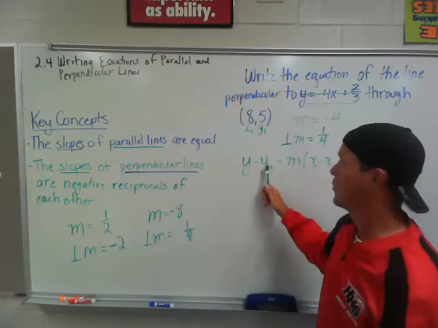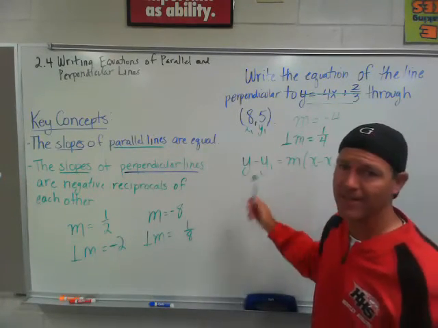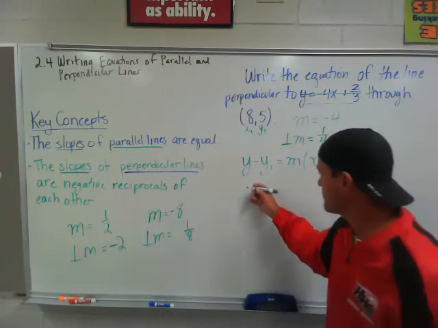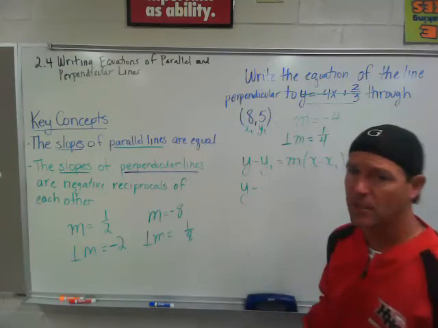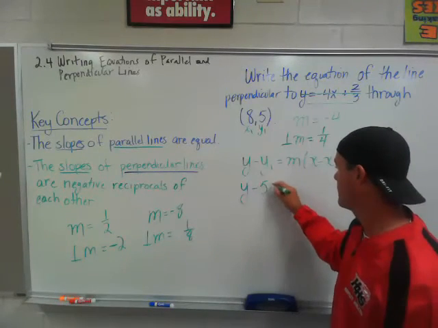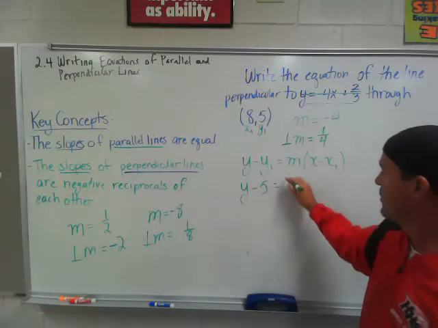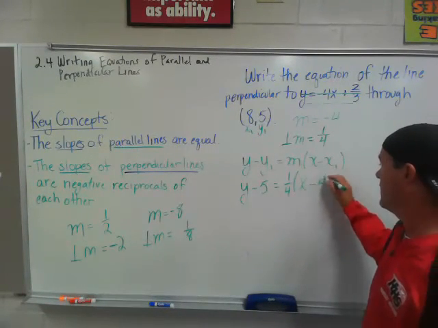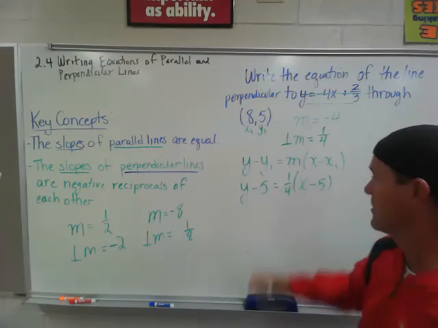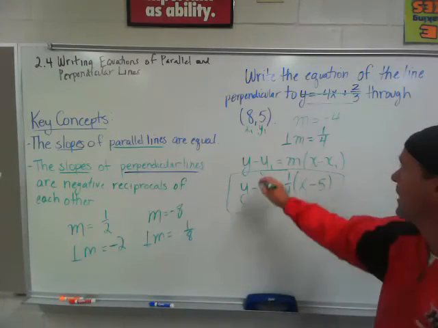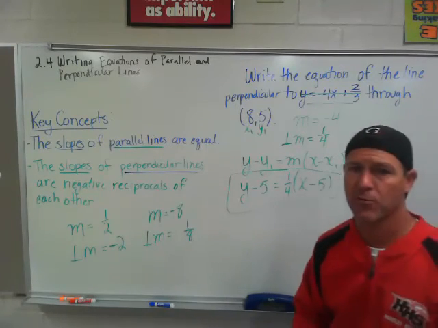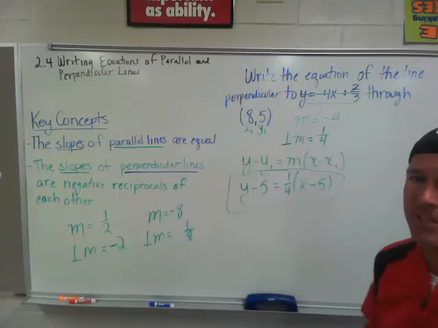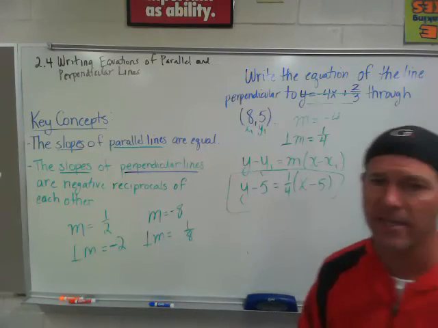So often we grab the 8 and plug it here for the y1 and make a mistake on it. So we want to avoid that possibility. So we've got y minus my y1, which is 5, my perpendicular slope of 1/4, and then x minus x1, which was 5. So the equation of the perpendicular line to y equals -4x plus 2/3 going through the point 8,5 is y minus 5 equals 1/4 times the quantity x minus 5.